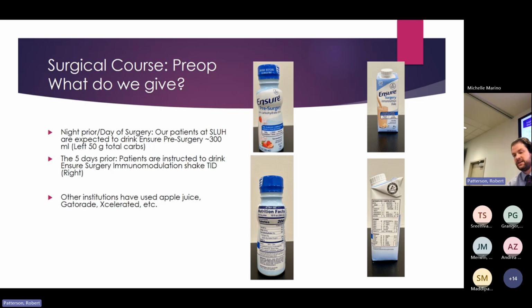And then once you get to day of surgery, you will drink the Ensure pre-surgery drink as a clear carbohydrate drink the morning of surgery. That's what we offer here. Other institutions have used Gatorade, apple juice, accelerated, which I didn't even bother looking that one up. Seemed kind of interesting though.